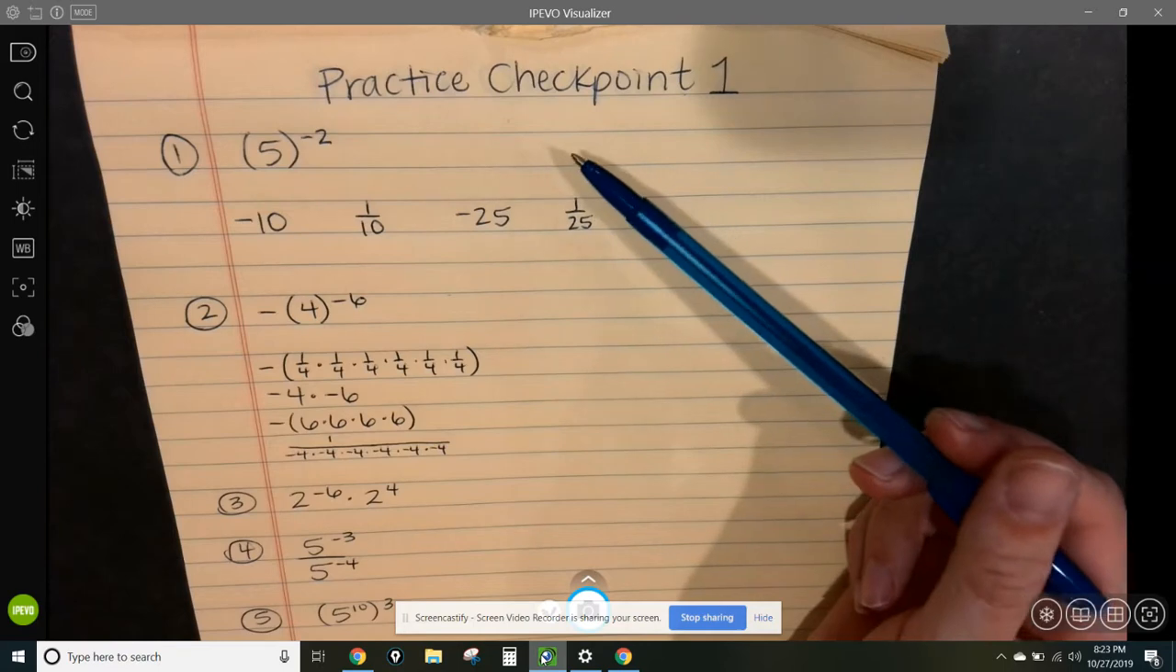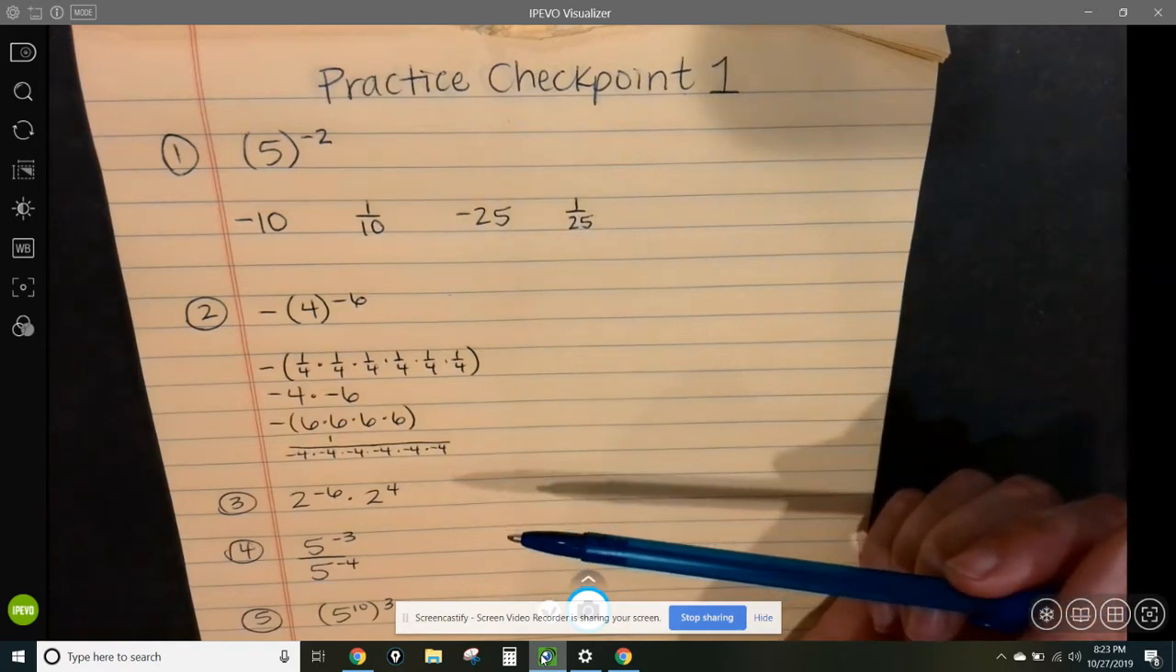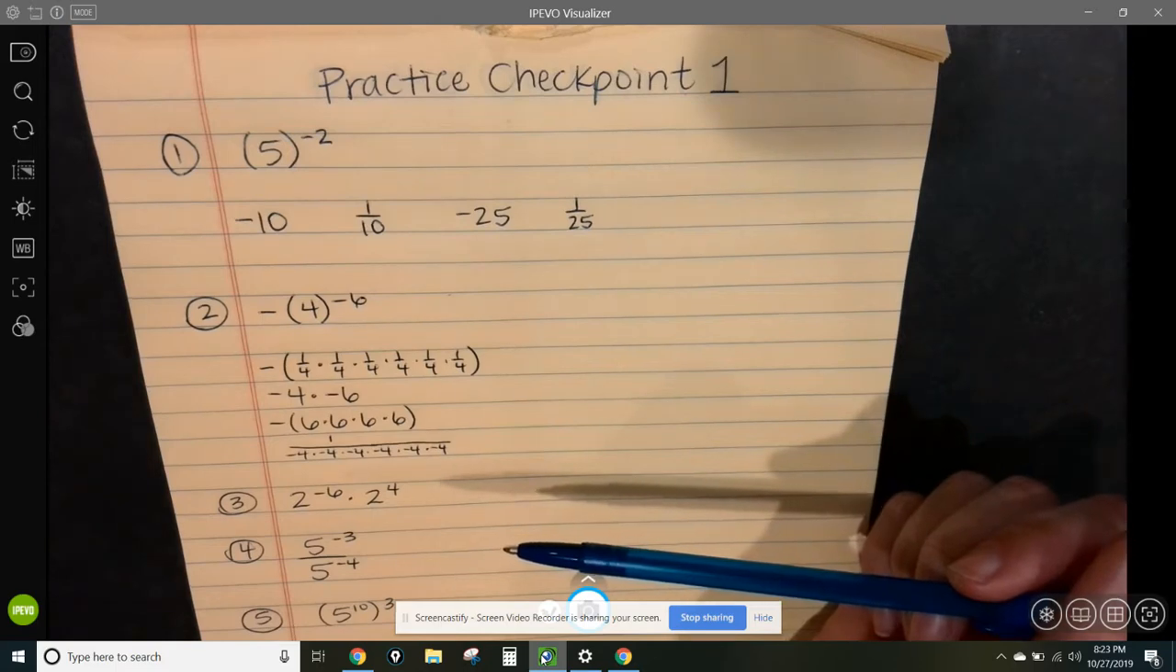I'm going to do these on every single checkpoint. This is a really great way to practice and make sure you're ready. And then it's also like having notes for the checkpoint.